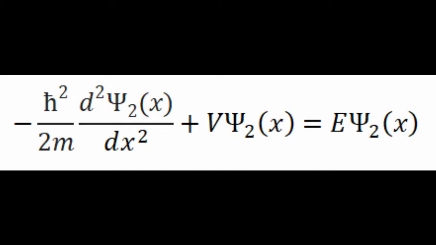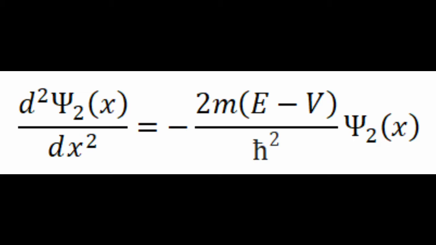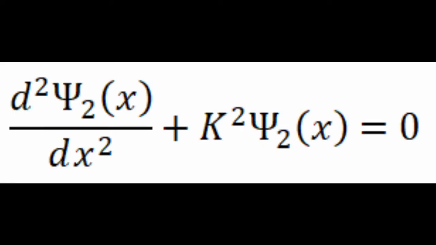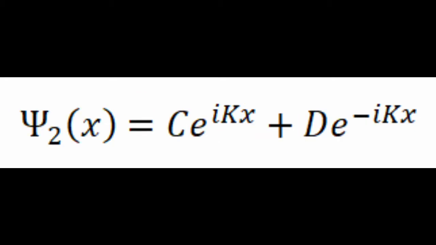Now the equation will be this. We're going to rearrange again, like we did before, and we get this equation. In this case, we have a new type of wave number, which I'll use capital K for, and K squared here would be 2m(E minus V) over h bar squared. Of course we rearrange it again, put it back in, and we get a typical second order differential equation as we had before. Now we solve. By solving this equation, we have the new wave function for the middle portion of the barrier.